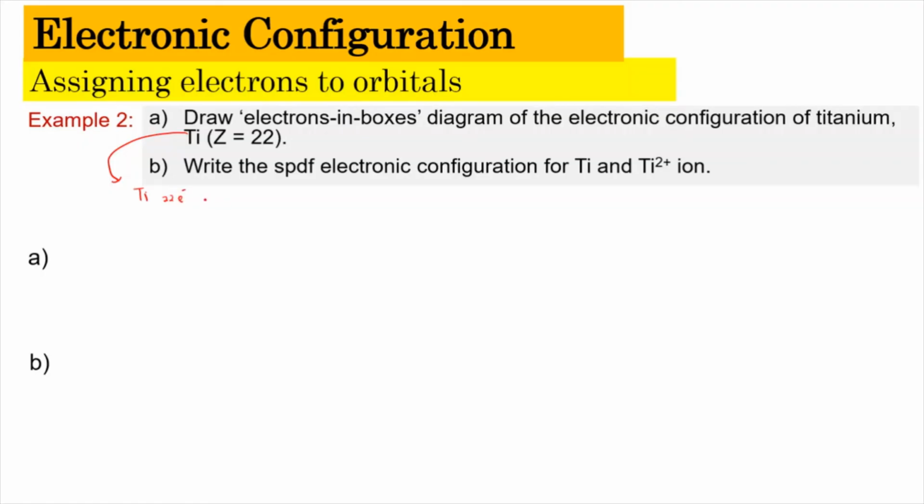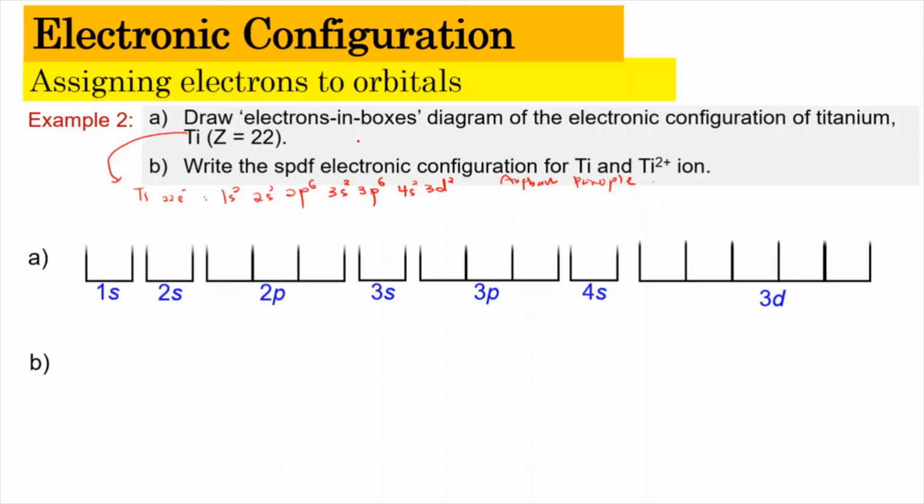And similarly as before, to make your life easy, I would suggest to start with SPDF notation first, which is 1s2, 2s2, 2p6, 3s2, 3p6, and then 4s2, and then 3d2. So you need to follow the Aufbau Principle. Follow the sequence.